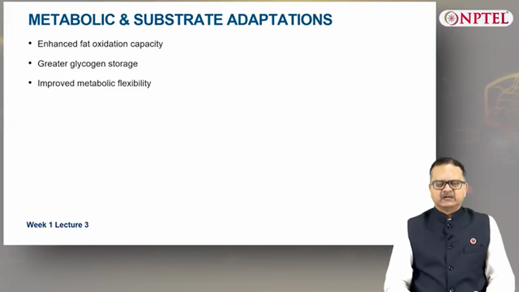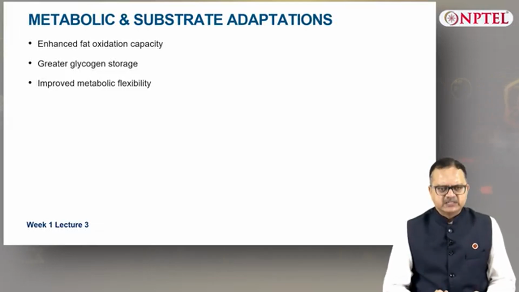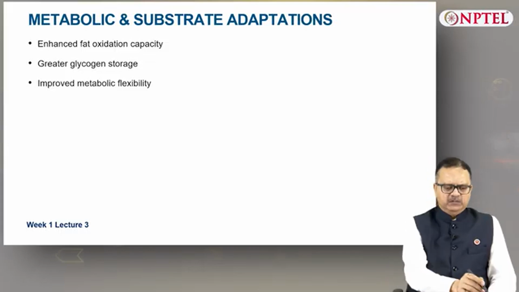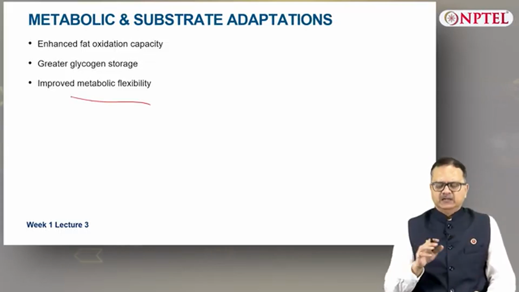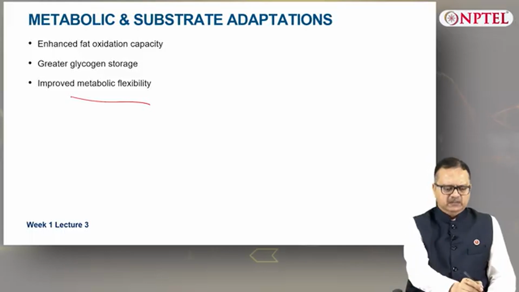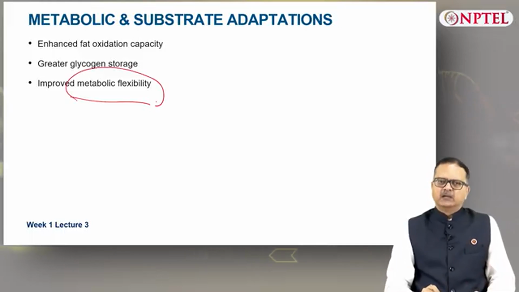The metabolic and substrate adaptations are enhanced fat oxidation capacity, we have seen that. There will be greater glycogen storage and there will be improved metabolic flexibility. It means the body is like a flex fuel engine. A flex fuel engine can burn petrol, ethanol, CNG or a combination of all of the above. Similarly, if you undergo aerobic training, the body can burn carbs, fat, some amount of protein or a combination of all of the above. And this is what I mean by improved metabolic flexibility.